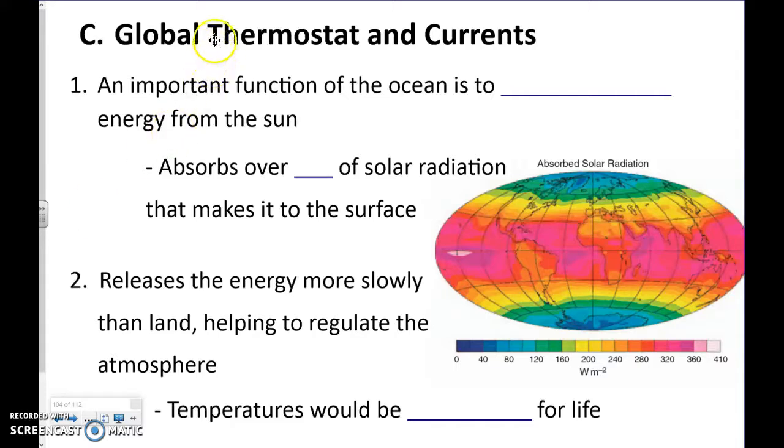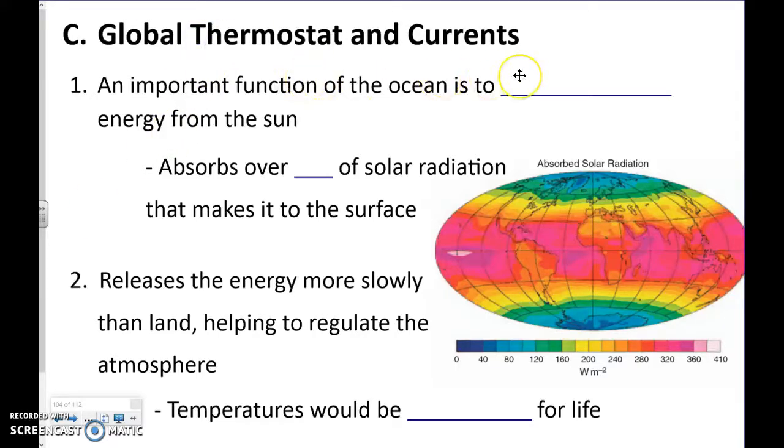a thermostat. One of the most important functions of the ocean is to store and absorb energy from the sun. It absorbs over half of the solar radiation that makes it to the surface. This means that a lot of our heat is absorbed and we get to hold on to it. It keeps it from getting too hot at our equator, and it holds on to it. And actually, because it's really good, it holds a lot of heat.